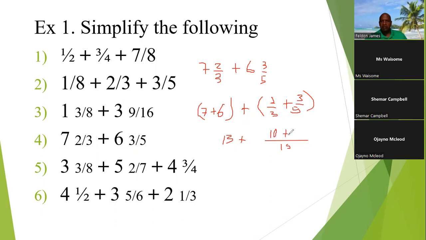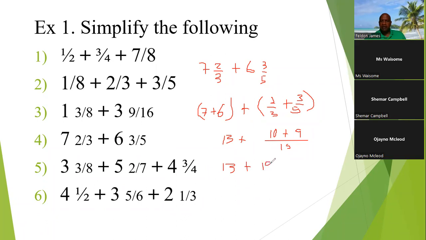Next, for the next one, 5 into 15 goes 3 times, and 3 times 3 gives you 9. So that would be 9. All right, so what would we have here now when we add the numerators of the fractions? We have 19/15.